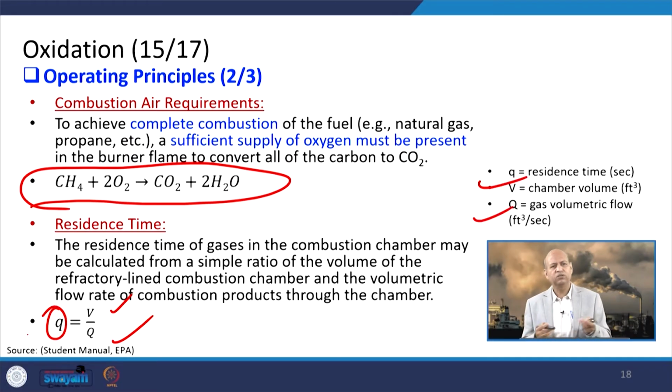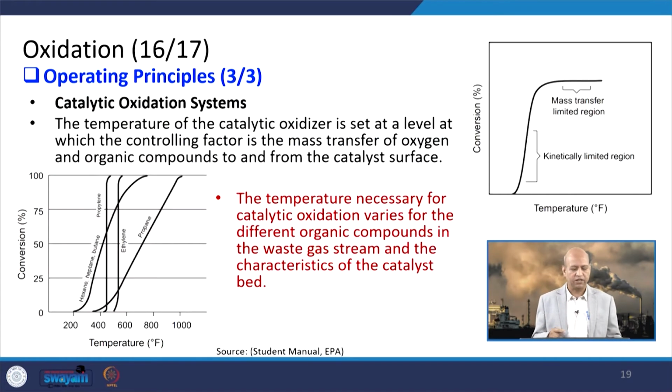Some authors use T, R, some use Q, so that way do not get confused. The concept is very simple: the chamber's volume divided by the gas volumetric flow rate can give you the residence time.